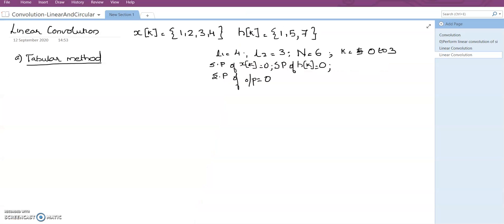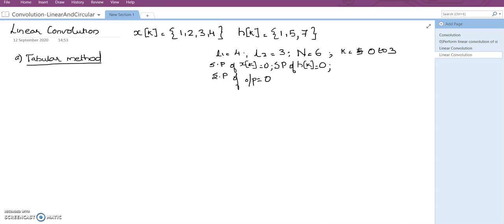So we are starting off with linear convolution, and we'll look into a problem of linear convolution. We'll solve this problem using three methods. One is a tabular method, then we are going to use a formula method, and then we will do the graphical method. So these three questions can come as part of your exam, and you should probably answer it accordingly.